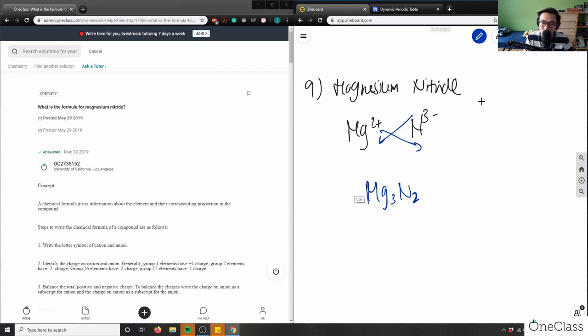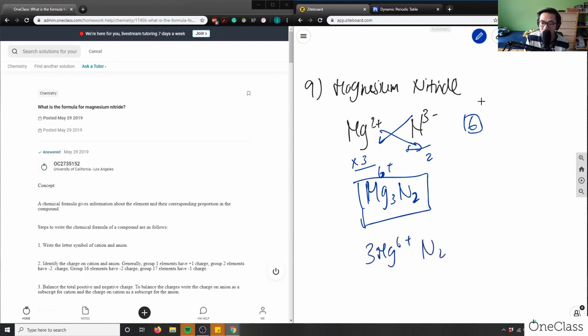So you can do the crisscross method, or you can simply ask yourself what's the least common multiple of 2 and 3? The answer here is 6, which means I have to multiply. I need 3 magnesiums to get this, and I need 2 nitrogens to get a charge of 6, because then I'll have 6+ here, so I have 3 Mg for 6+, and then N2 would have 6-. 3 times 2 here is 6.